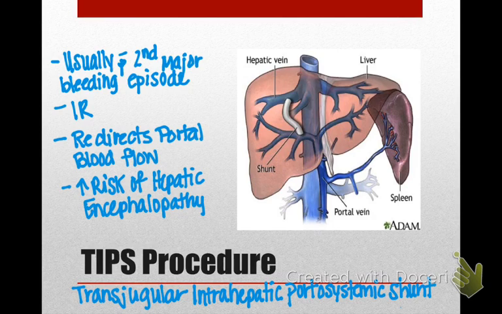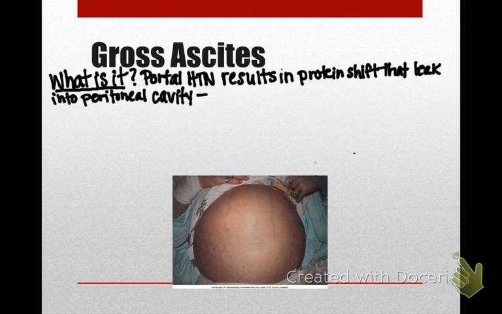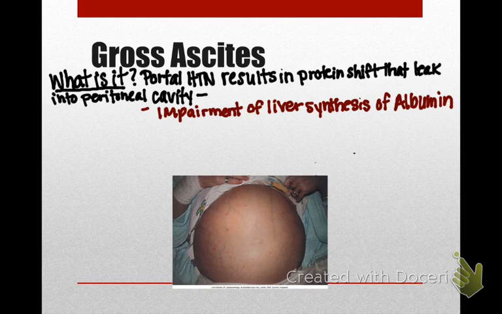Everybody get that? I want to get into gross ascites. That's a complication of liver disease. What is it? Portal hypertension results in protein shift that leaks into the peritoneal cavity. So your protein shifts from the blood vessels via the larger pores of the sinusoids or your capillaries, and it leaks into the lymph space, and you've got all this extra protein, and you don't have enough pressure to move all that extra stuff. You don't have enough hydrostatic pressure. It's kind of a domino effect. There are a few things that happen here. Your book covers it really well. So you have an impairment of the liver synthesis of albumin.